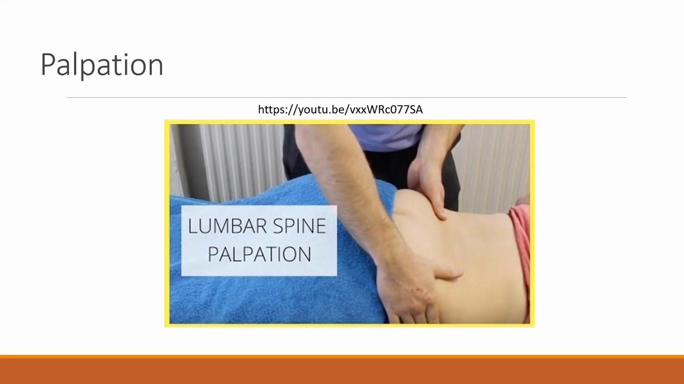Palpation of the lumbosacral region will also be key in our examination. When we palpate the lumbosacral region, we'll be assessing tone, ligamentous tenderness, any restrictions in the soft tissue, joint tenderness, as well as bony landmarks. So take a moment and review the video that reviews palpation of the lumbosacral region.